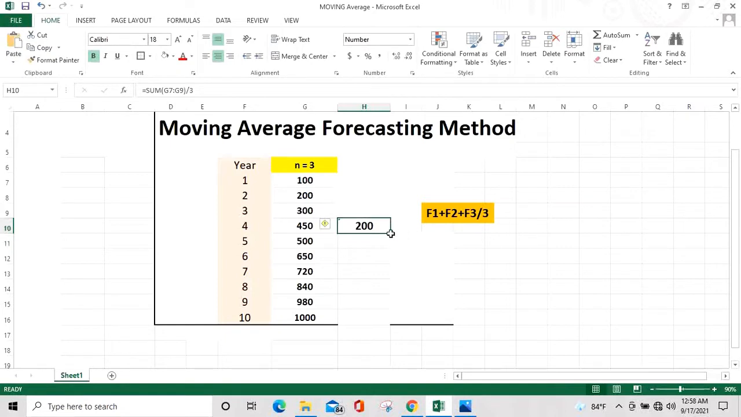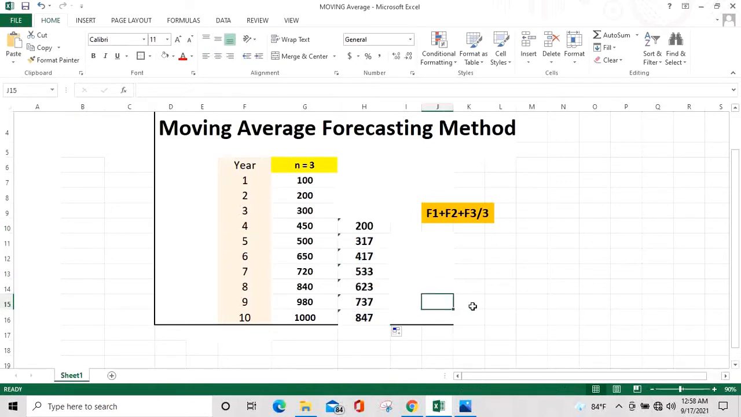Now if you drag it down until year 10 and leave it, you get all the calculated forecasted data. So it's easy to calculate in Excel. Now see, when we got the forecast for year 4, we calculated the previous 3 years, meaning year 1, year 2 and year 3, and divided it by 3.